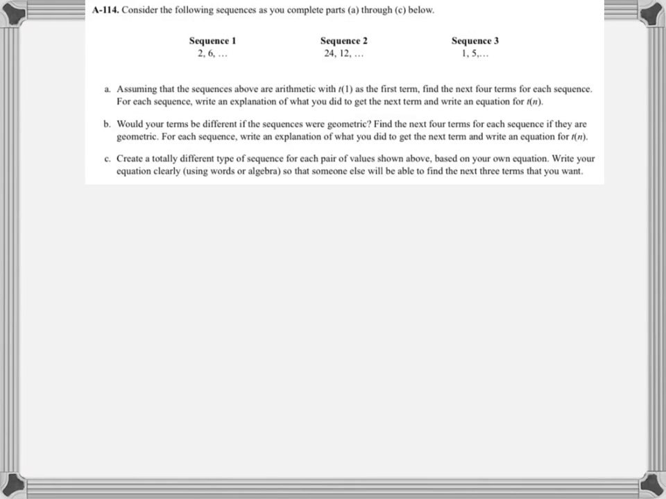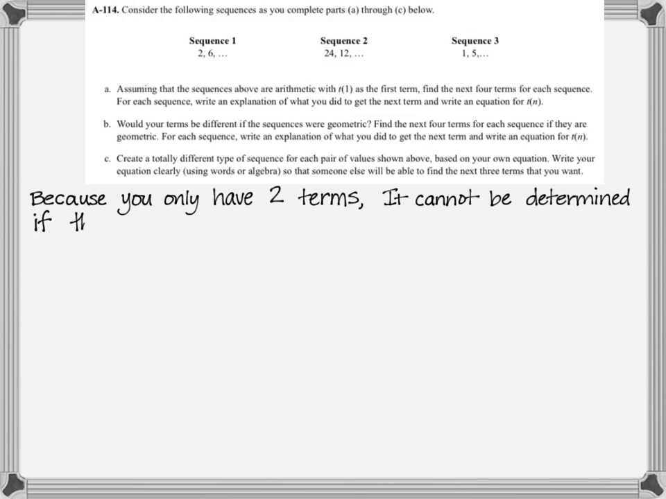This video is for help in problem A-114. And in this problem, you've been given 3 different sequences, but you've only been given 2 terms of each sequence. Because you've only been given 2 terms, you can't determine whether or not these sequences are arithmetic or geometric. There's just not enough data to tell you so.